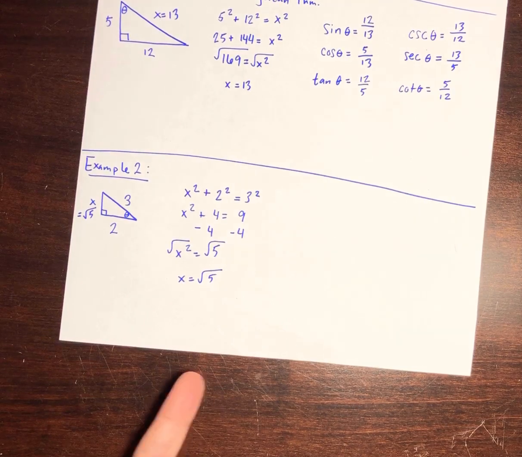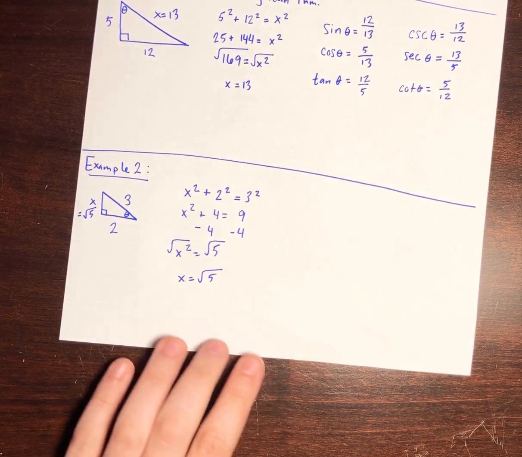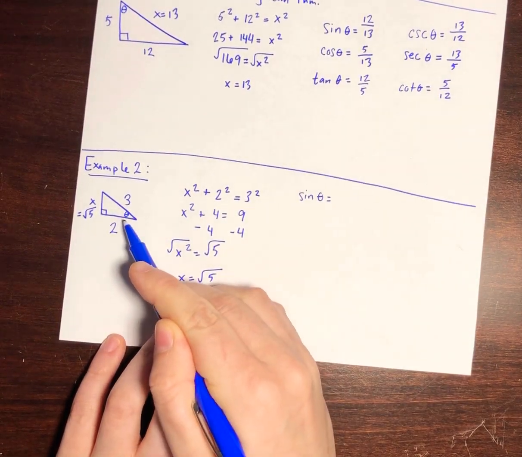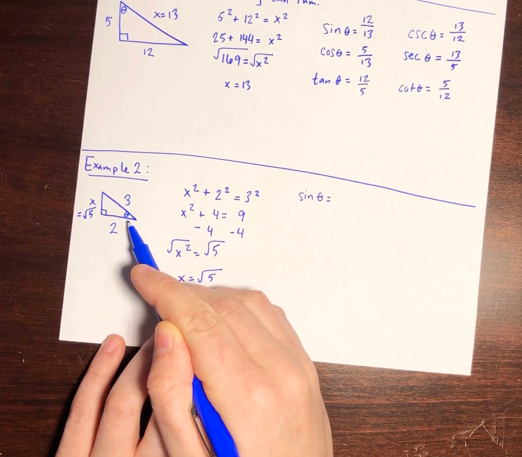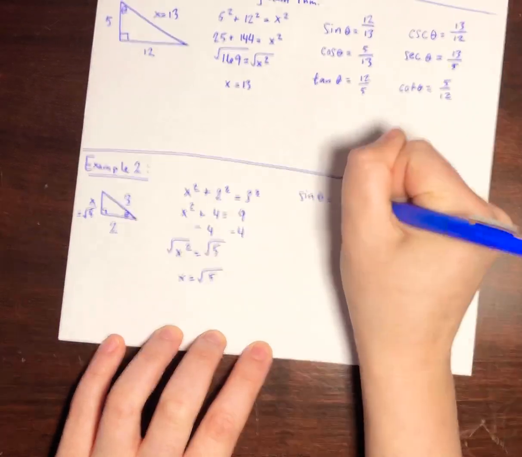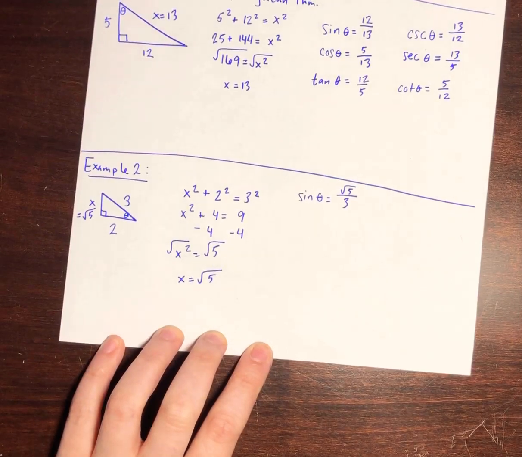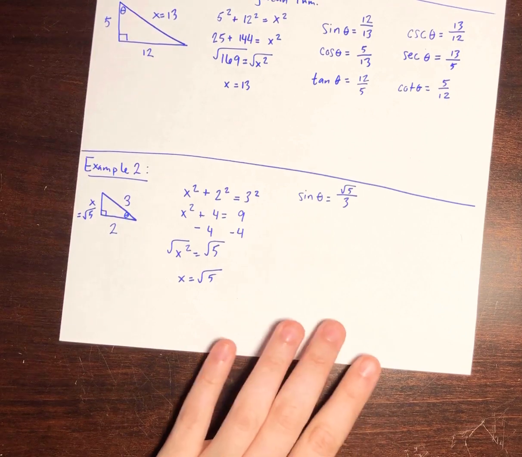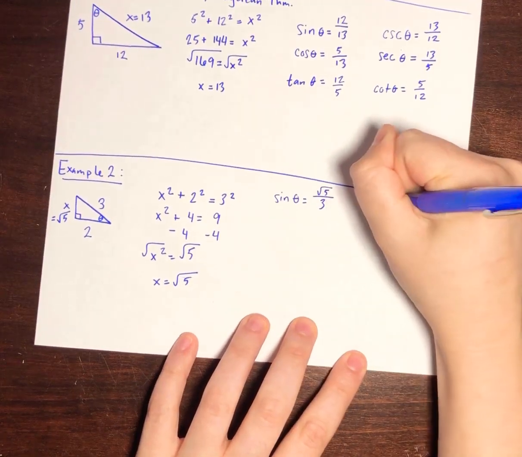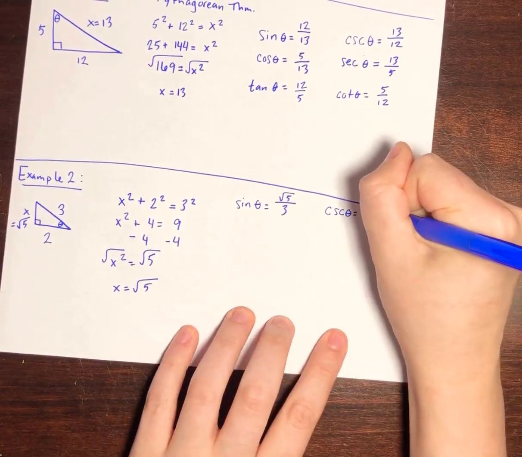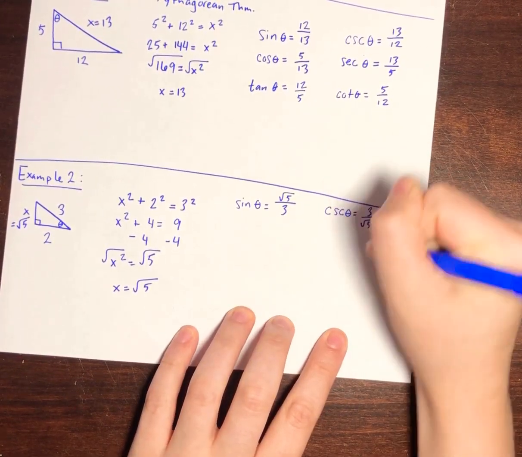And then we're going to use our values to find our trig functions. So again, I'm going to start with sine. Theta this time is in that bottom corner of our right triangle. So sine of theta, opposite over hypotenuse. Opposite is radical 5, hypotenuse is 3. And since our radical's on the top, we don't have to rationalize this one. And then we can find cosecant just by flipping our fraction. So that'll give us 3 over radical 5.